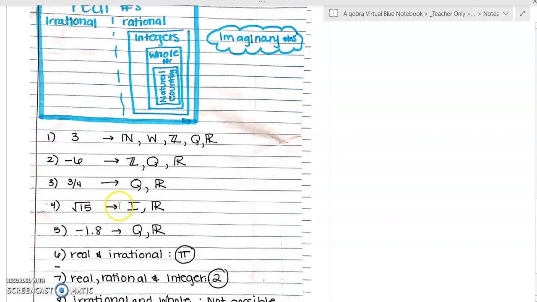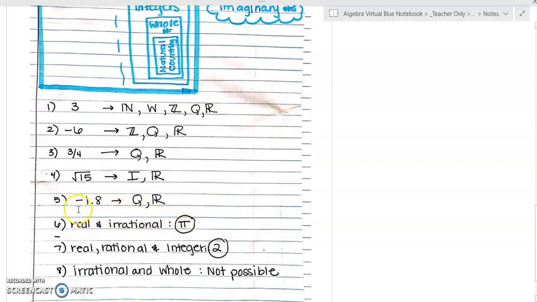Square root of 15, that is irrational because if you put that in your calculator, it's going to be a really long number that never ends, and so that is irrational, and it's also real because it's not imaginary. Number 5 is -1.8. Because that's a decimal, it's a rational number, and it ends, so that means it's rational and not irrational. Then it's also a real number.